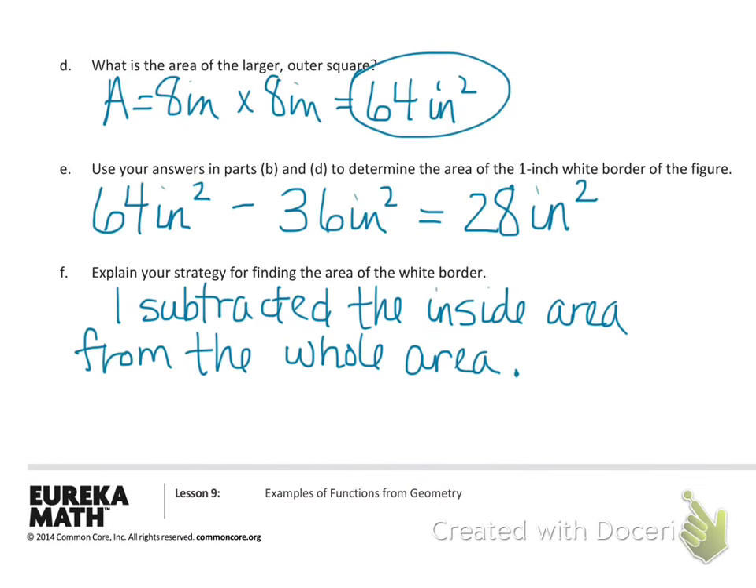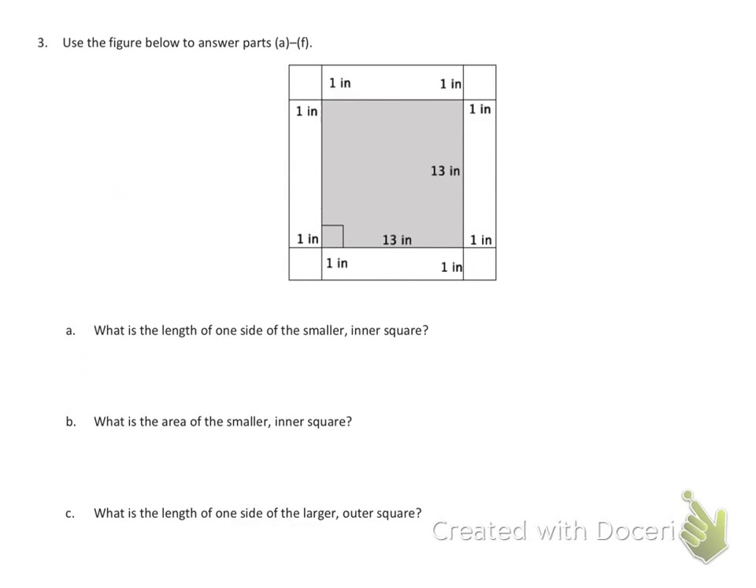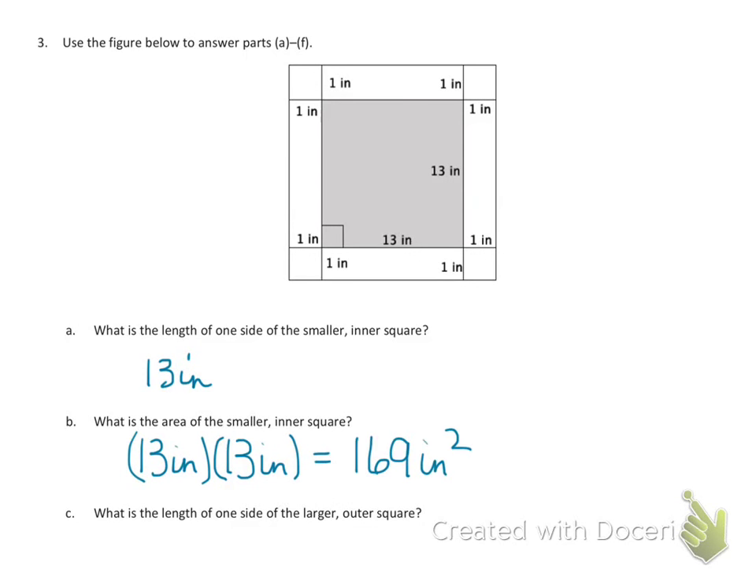Let's go back to exercise 3 and use those numbers. The length of one side of the smaller inner square is 13 inches. The area of the smaller inner square is 13 inches times 13 inches, which is 169 square inches. The length of one side of the larger outer square, again, these are still 1 and 1, that hasn't changed, right? So the length of one side of the larger outer square is 15.